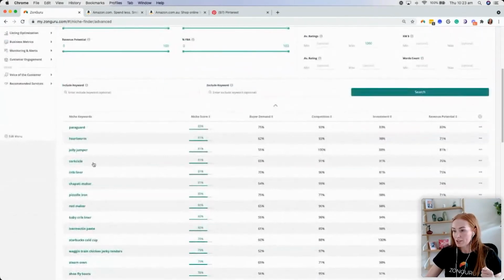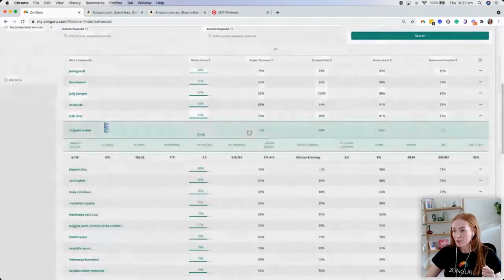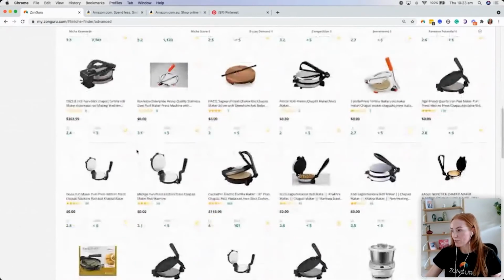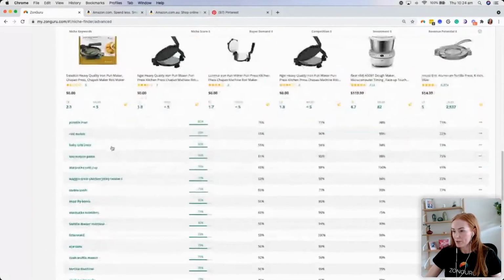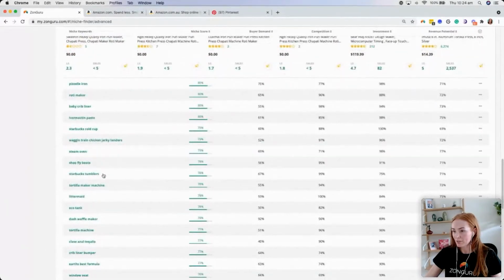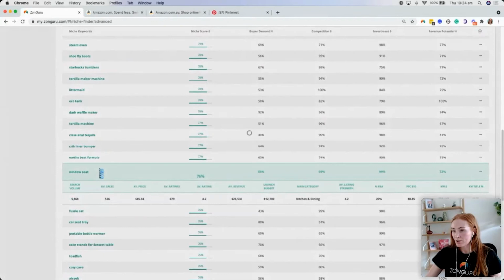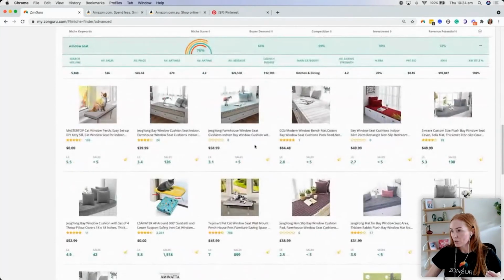So what have we got? Jolly Jumper. I don't even know what this one is. Let's have a look. Okay, it's like a waffle kind of tortilla press. What else have we got? Steam oven, eco tank. Lots of window seat. I'm interested to see what that is. So cushions and things for a window seat, that seems very popular. Average ratings for America, very low. And I like this one because there's lots of different ways, colors, sizes, I can see they've got matching cushions. That's quite cool. There's a lot you can do there.